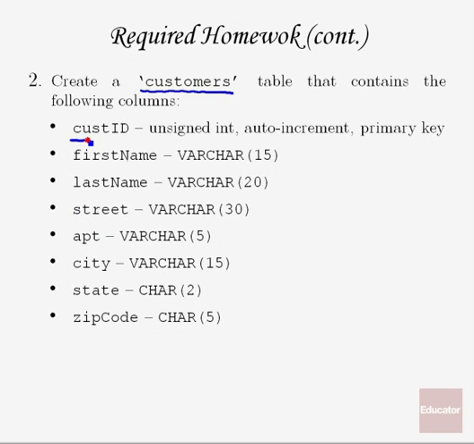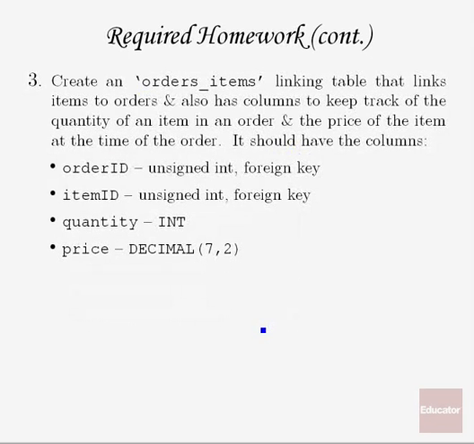You're going to create the customers table just as we had done. It's going to have a primary key column, which is cust ID, which is what we're going to use to link an order to a customer. It's going to have all of these different fields for containing information about a particular customer. And then finally, we're going to have our order items linking table, which is going to allow us to link multiple items to a single order.